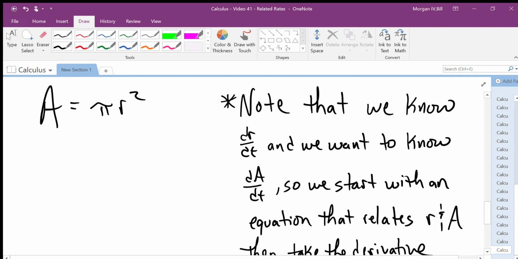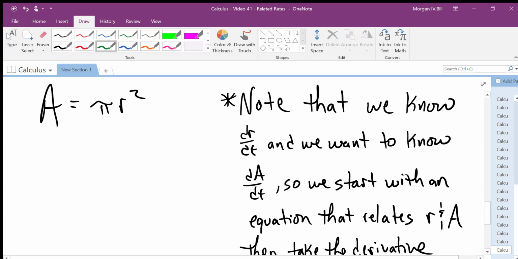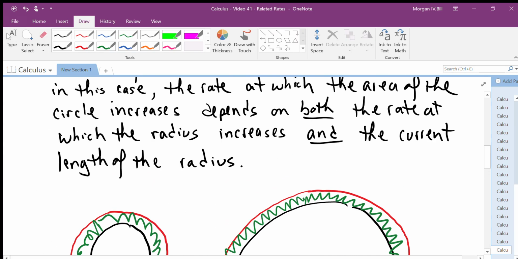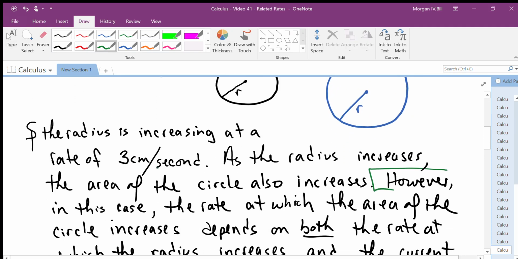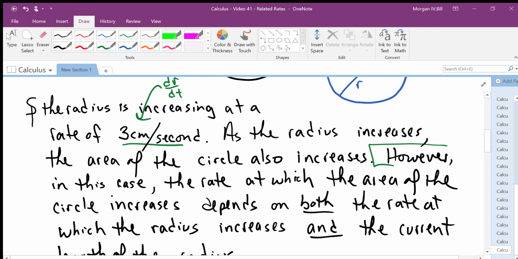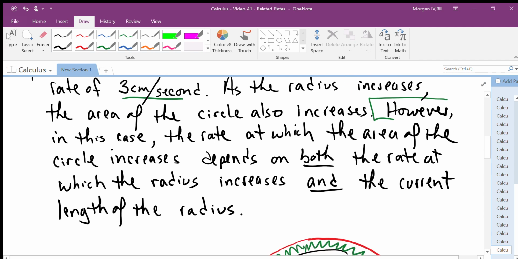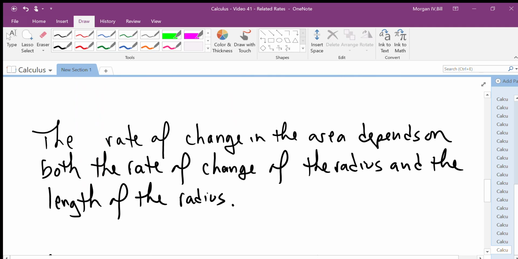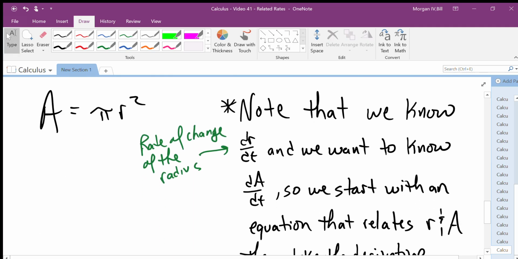So on the right here, note that we know dr dt. dr dt is the rate of change of the radius. We know that. In the problem we were given above, if you don't remember, go way back up here, the radius is changing at 3 centimeters per second. That is dr dt. We want to know what the rate of change of the area is. We know dr dt. We want to know dA dt. The dA dt is the rate of change of the area.